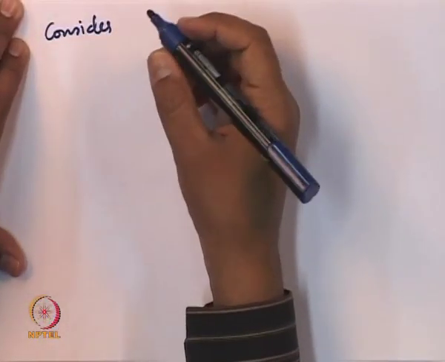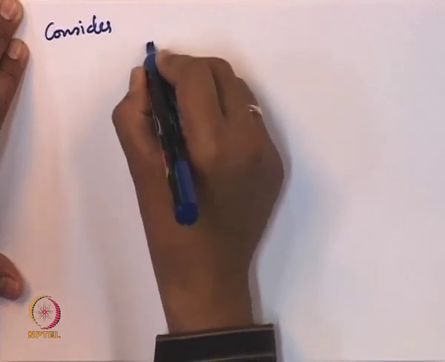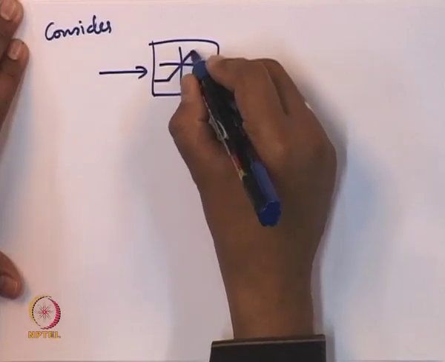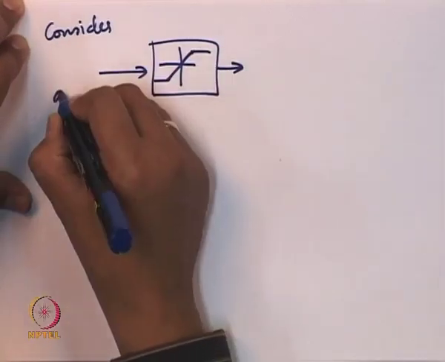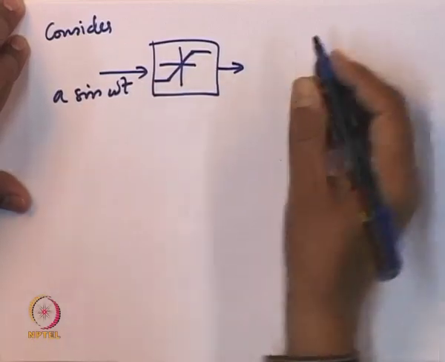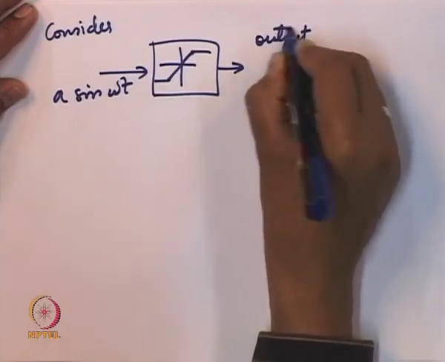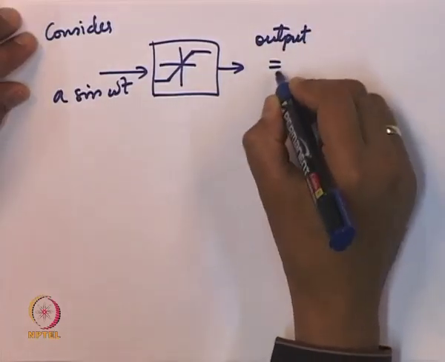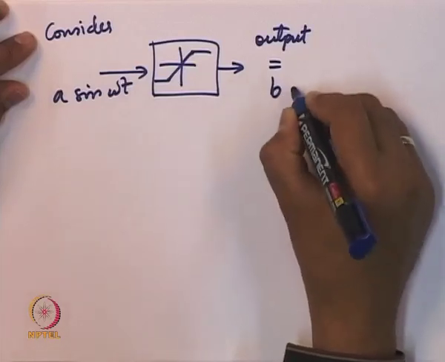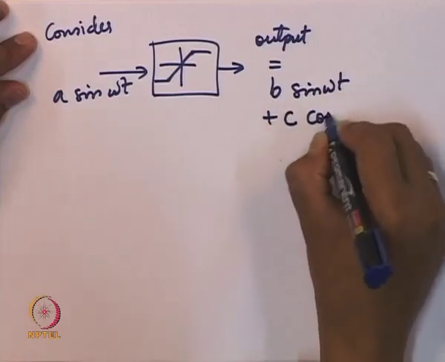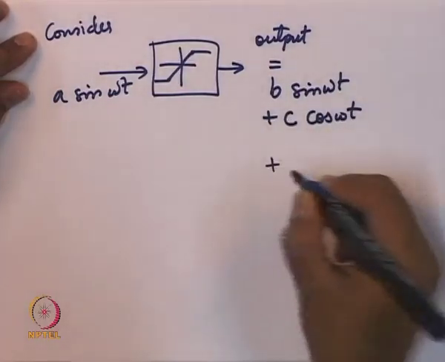We are now going to consider for what class of systems we can do this; we will worry about that very soon. Consider a saturation nonlinearity, and we give it a sin omega t. The output equals some B sin omega t plus C cos omega t plus many more.